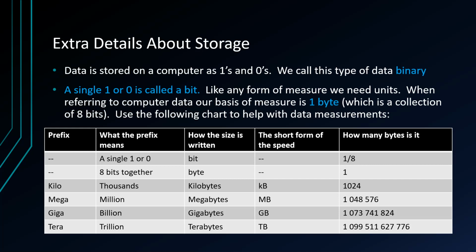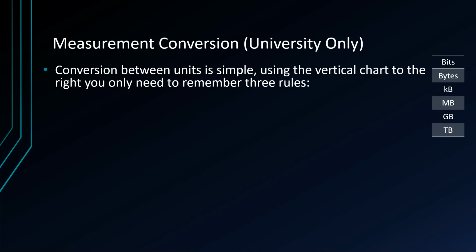If we have a bigger unit of measure, say megabytes, and I want to know how many bytes are in my megabytes, then I'm going to be multiplying because I'm going to have more. There's going to be more bytes than there are megabytes. If I have megabytes and I want to know how many terabytes represent those megabytes, then I'm going to be dividing because I'm going to have fewer terabytes than I have megabytes. So let's see some examples of this.